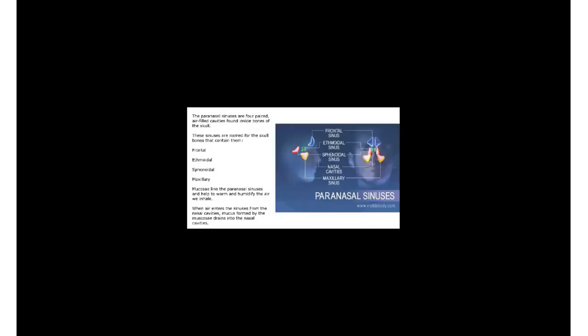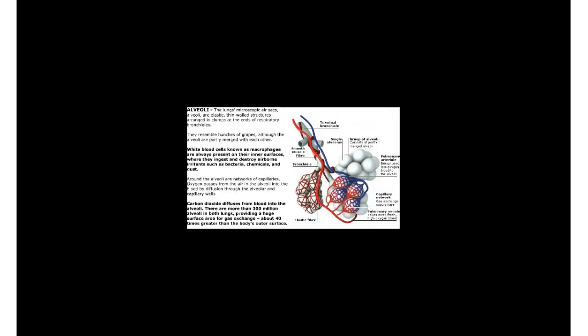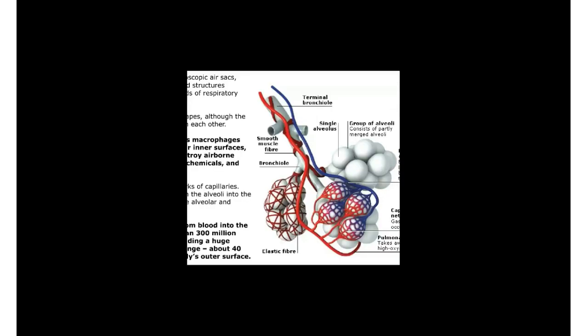You can see all the sinuses mentioned over here: your frontal, ethmoidal, sphenoidal, and maxillary sinuses, the four paranasal sinuses I told you, are mentioned in this PPT. Next is your... I will show you this. Here you can see how your alveoli, this is the end of your bronchioles, ending at this alveoli. This is how it looks. PPT is visible on your screen.